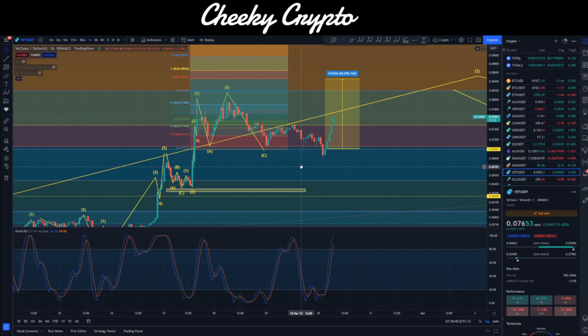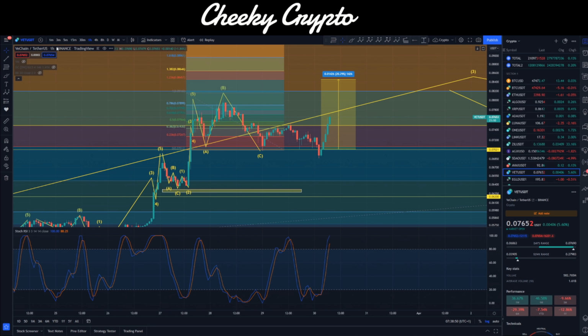Let's jump on down then into this chart for Vechain and take a look at what's going on here. So we're just on the hourly chart. We're paired up with Tether on Binance. So if you wanted to replicate this, you can go ahead and do that.